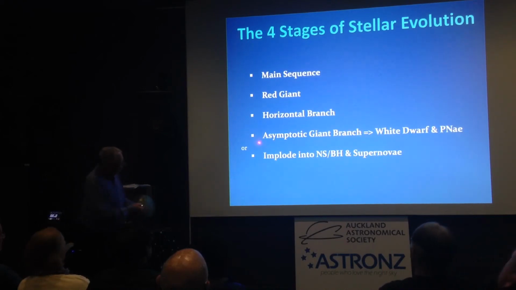If it's less than 8 solar masses, a solar mass being the mass of our sun, about 2 times 10 to the 32 kilograms, in other words, 2 with 32 zeros after it, it goes down a branch called the asymptotic giant branch. And eventually it ends up as a white dwarf in a planetary nebula. Or if it's greater than 8 solar masses, it implodes into a neutron star or a black hole with a nice big fancy supernova. So those are the stages we're going to briefly talk about.